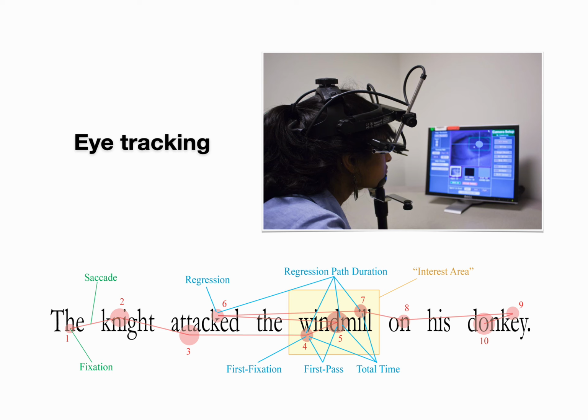Here you see a simplified representation of eye tracking data for a participant reading the sentence, "The knight attacked the windmill on his donkey." The data contain information about fixations, so the radius of the pink circles represents the time spent looking at specific words; saccades, rapid automatic jump-like movements of the eyes to the next word; and regressions, where the eyes move back to words that have already been fixated. So there is a lot of information in the data.